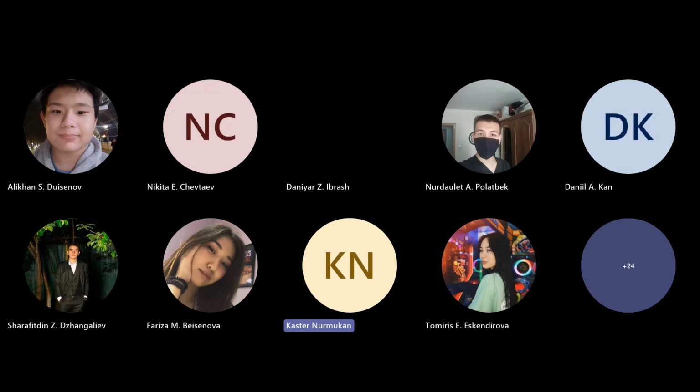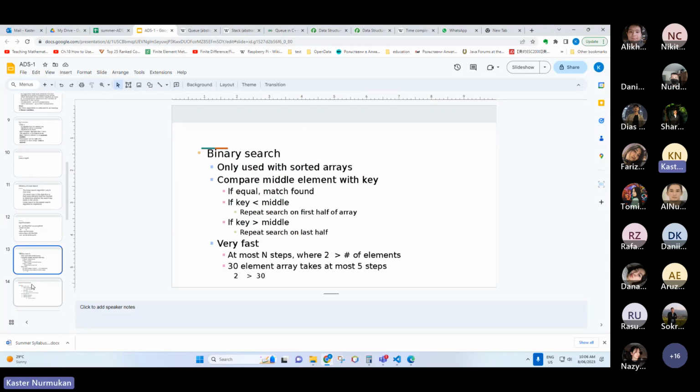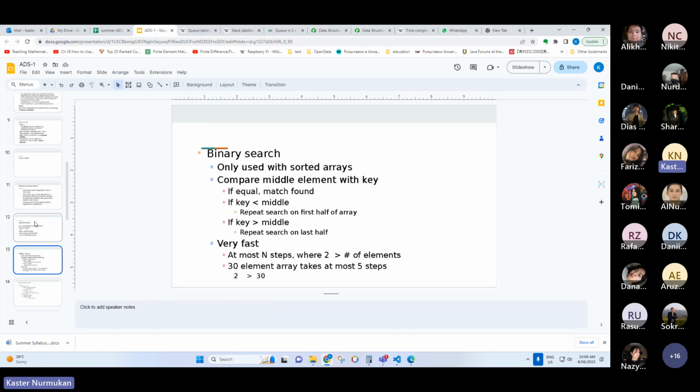All right, let's start the second part. So that's a real example, which shows how important the algorithm is if we use it wisely.